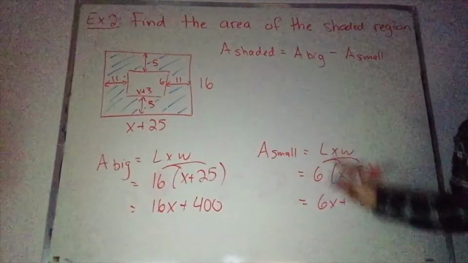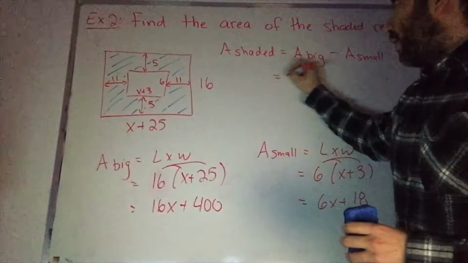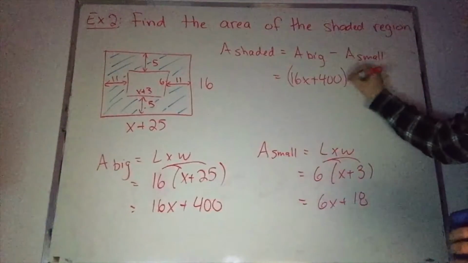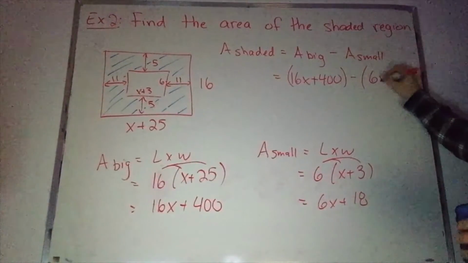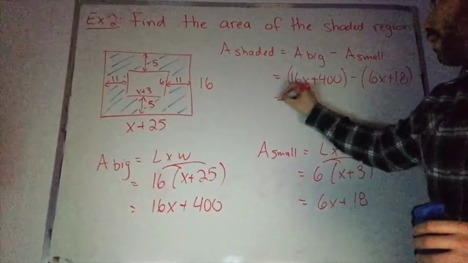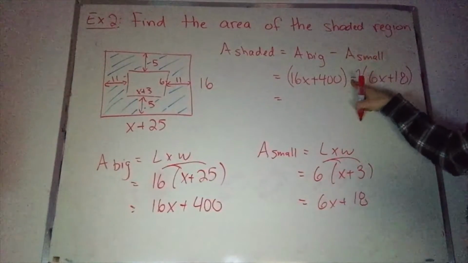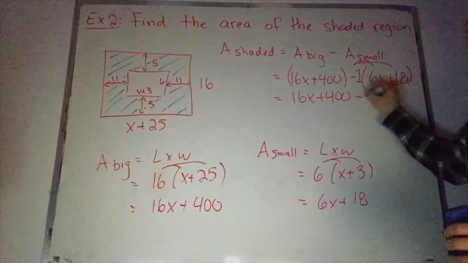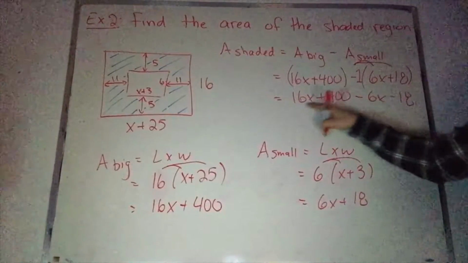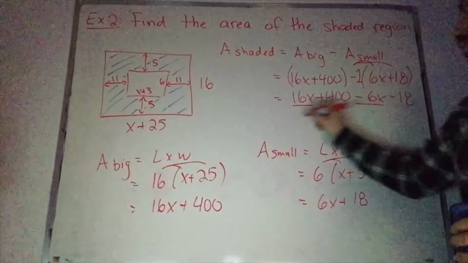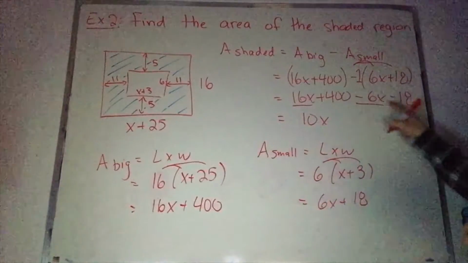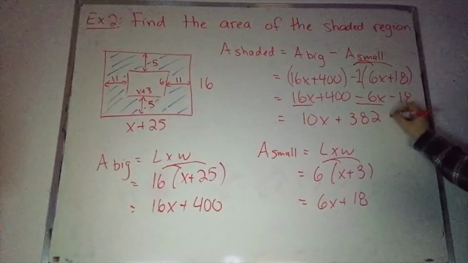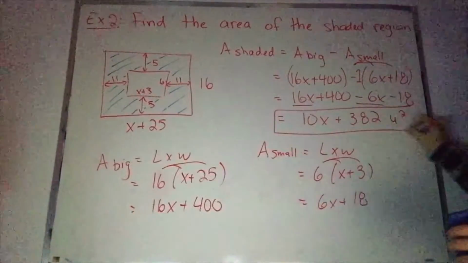And now to find the area of the shaded, we subtract both our answers. So area of the big was 16x plus 400. Put it in brackets, minus the area of the small, 6x plus 18. Think of the minus as a -1 and distribute. So you get 16x plus 400 minus 6x minus 18. So 16x minus 6x, combine like terms, we get 10x. And 400 minus 18, we get 382 units squared. And this is our final answer. This is the area.